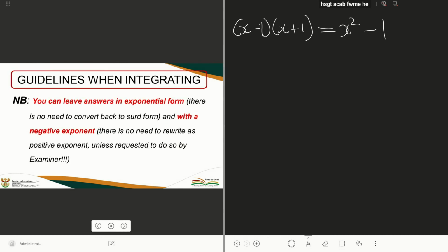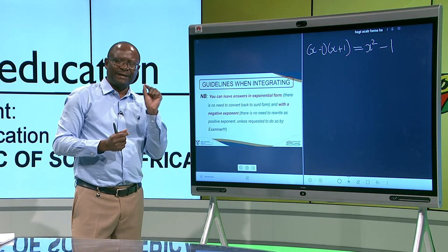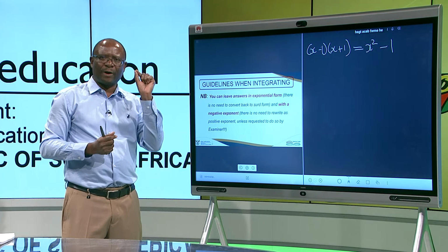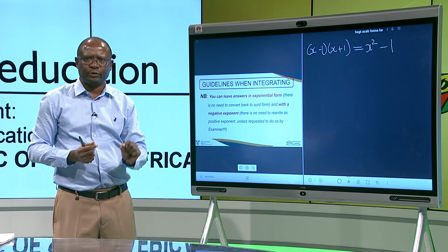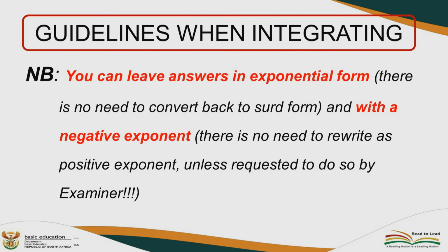Then the other important thing, very, very important: read the instruction. Follow what the examiner has required you to do. Like here, I've also tried to write it in red to emphasize. When you are integrating, leave your answer in exponential form. It is not necessary for you to convert it back to the surd form, if it was given in surd form. It is not important, unless instructed to do so by the examiner.